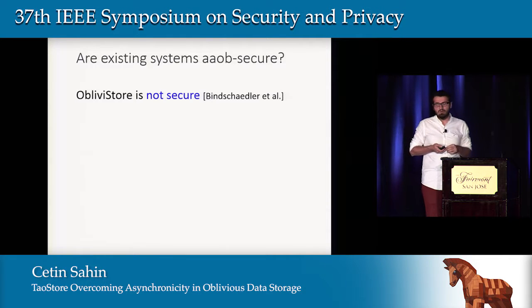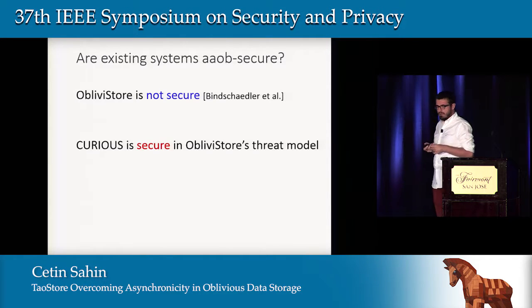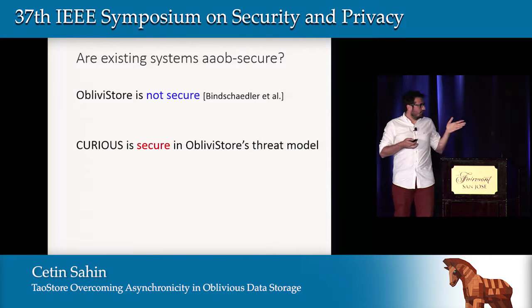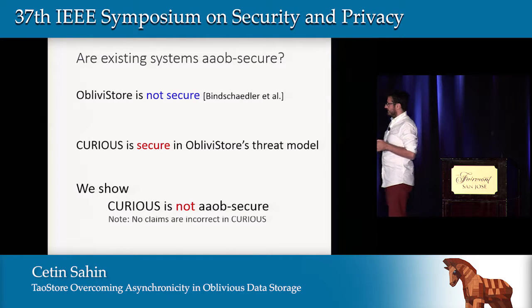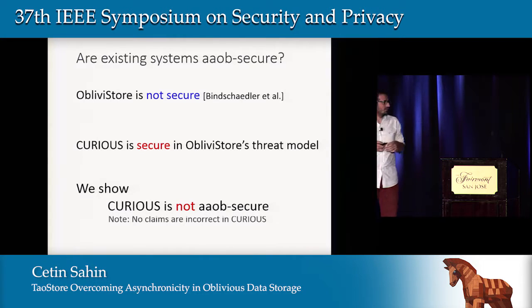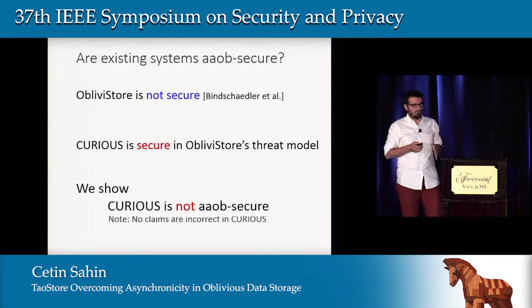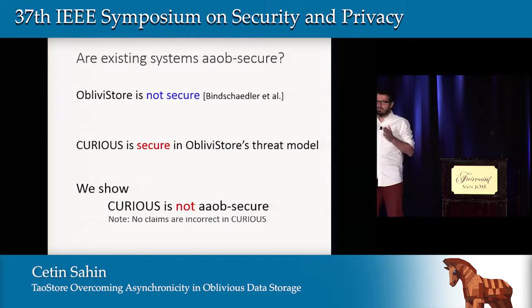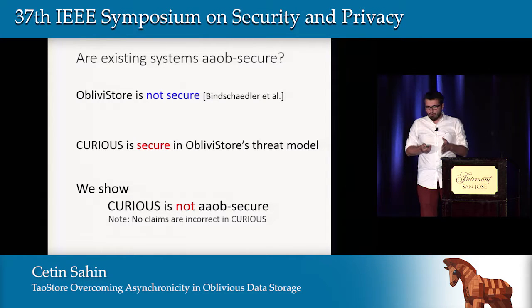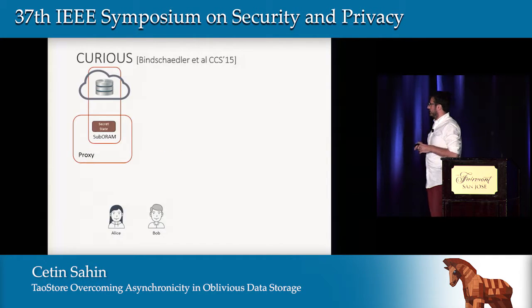Bindschaedler and his team showed that ObliviStore has some security problems. And also, Curious is secure in ObliviStore's threat model. Here, in this work, we show that Curious does not achieve aaob security. But we would like to note that no claims are incorrect in Curious. It just assumes a different security model. So I am going to show you that Curious is not aaob secure.